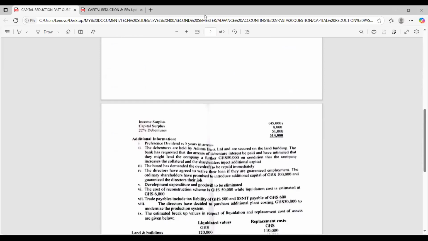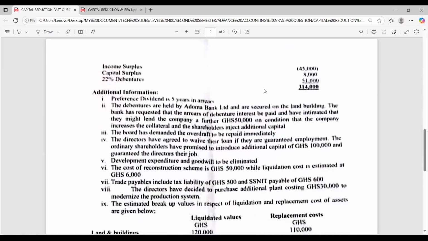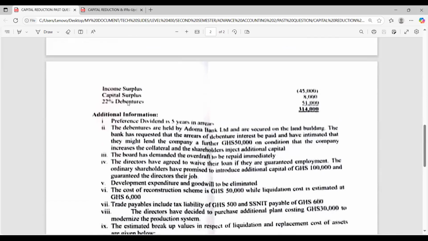Now we have the income surplus. It's in brackets. If you strain your eyes a little bit, you can see it. It's in brackets, which means that they have been making consistent losses. We have the capital surplus to be 8,000. We have the 22% debentures to be 51,000. From this, I can see debentures are liabilities, capital surplus is equity, income surplus is also equity. So I don't need to even bother my head.